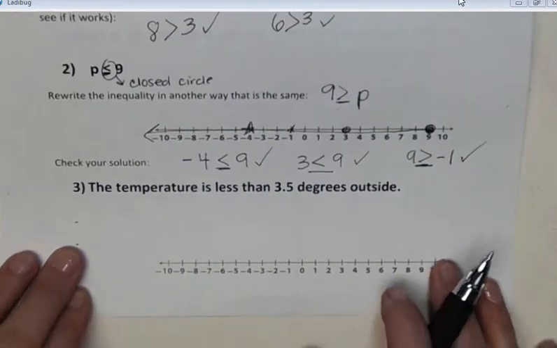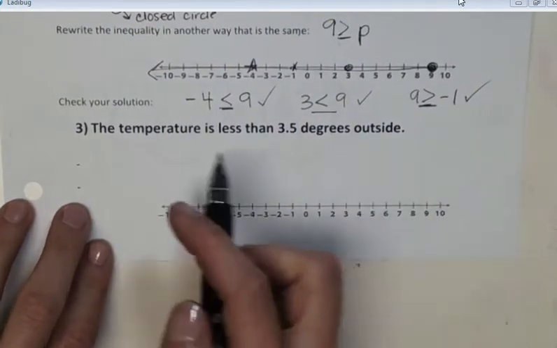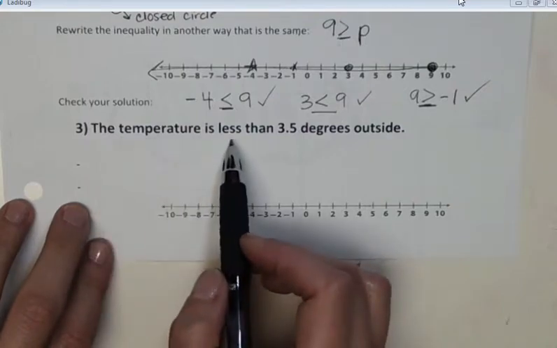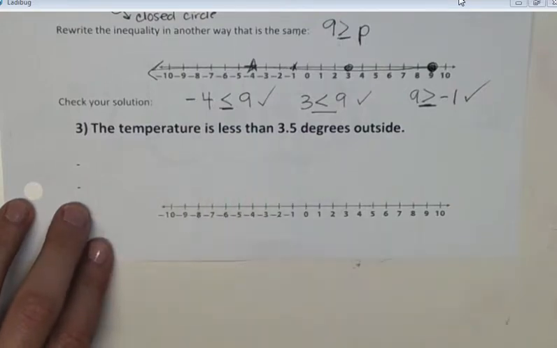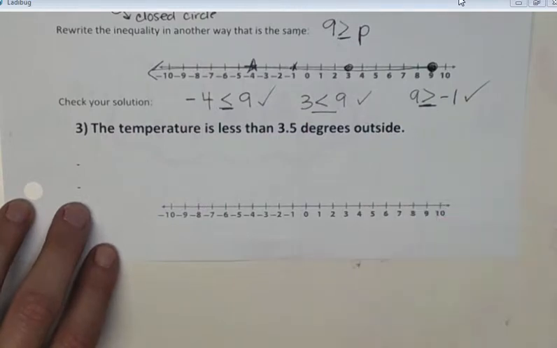Okay, so that's if you just see it written. Now let's look with words here. So the temperature is less than 3.5 degrees outside. You have to write the inequality. Whew, couldn't think for a second.